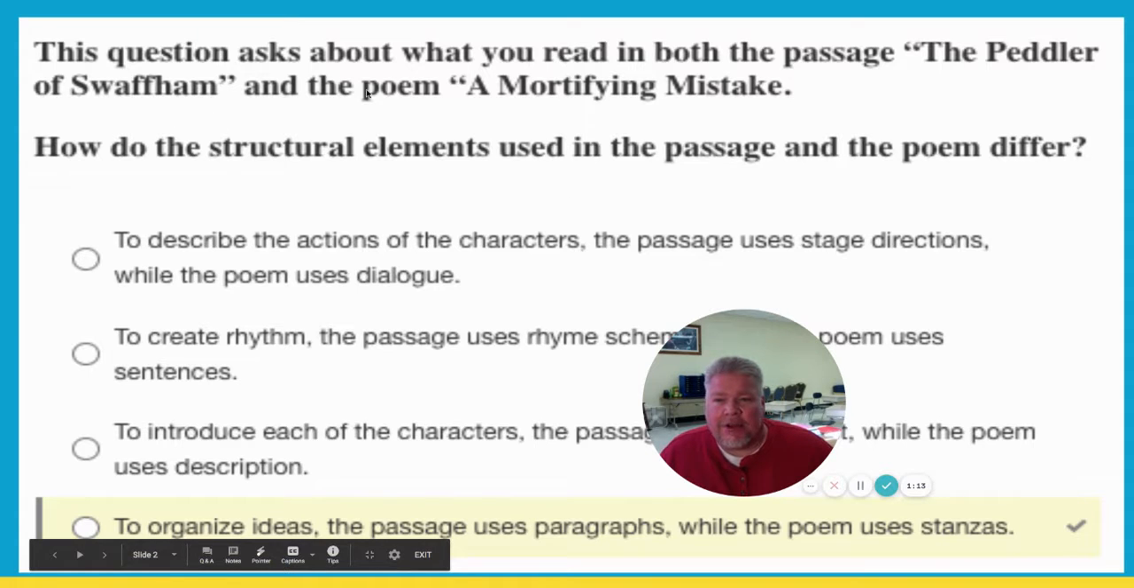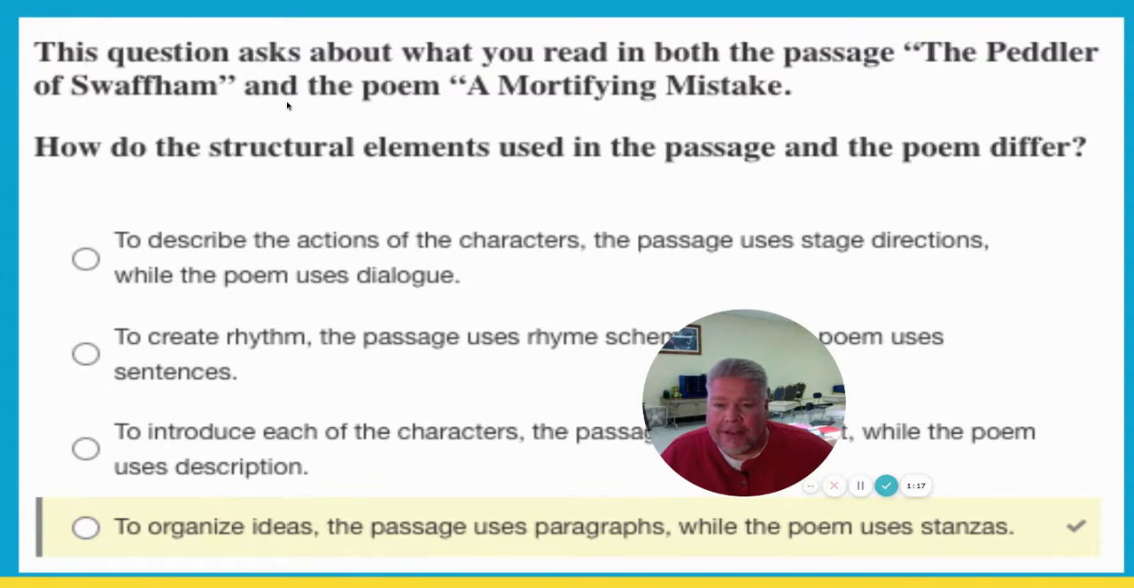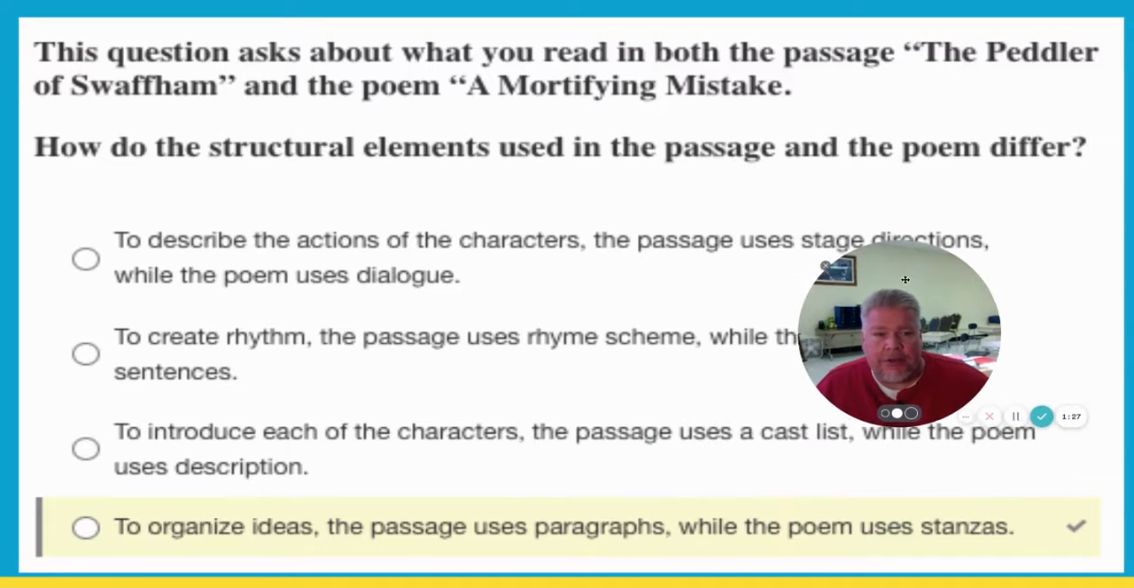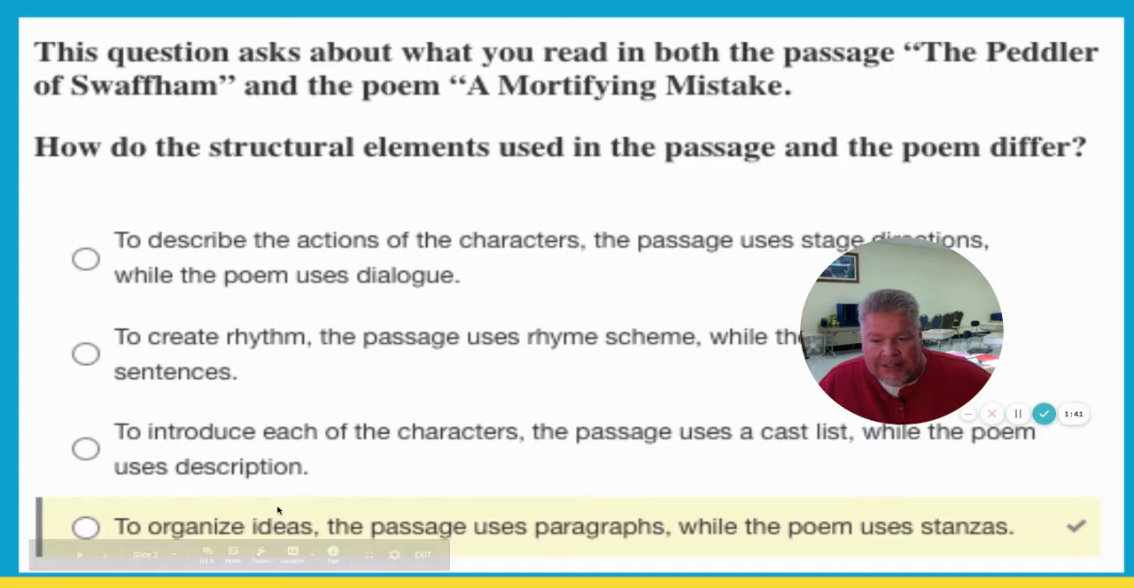And it says, the question asks about what you read in both passages, The Peddler of Swaffham and the poem, A Mortifying Mistake. Then it says, how do the structural elements used in the passage and the poem differ? So you had this story, The Peddler of Swaffham, and you had the poem. So the structural elements, they are how the story is arranged. So the correct answer is this down here.